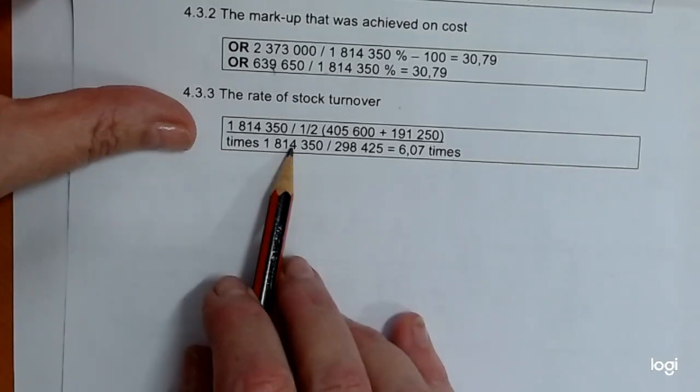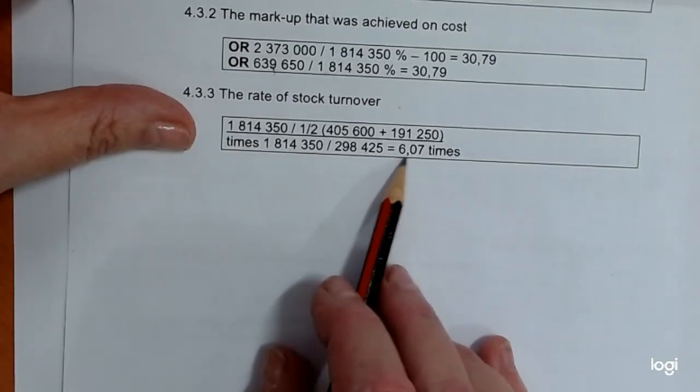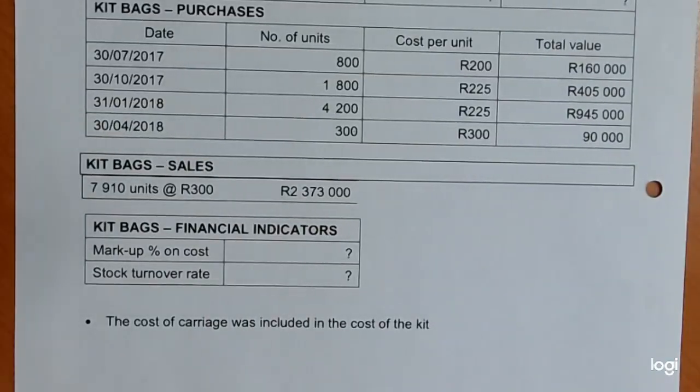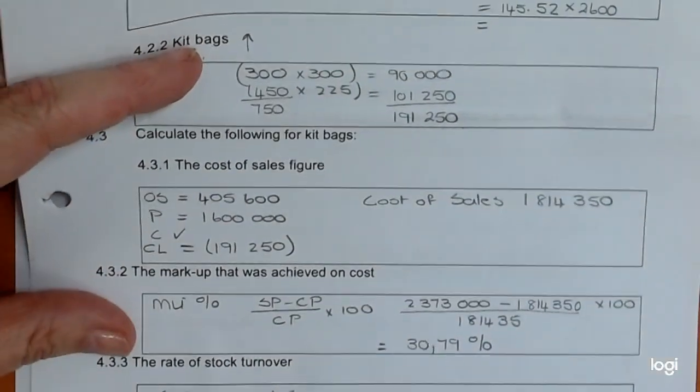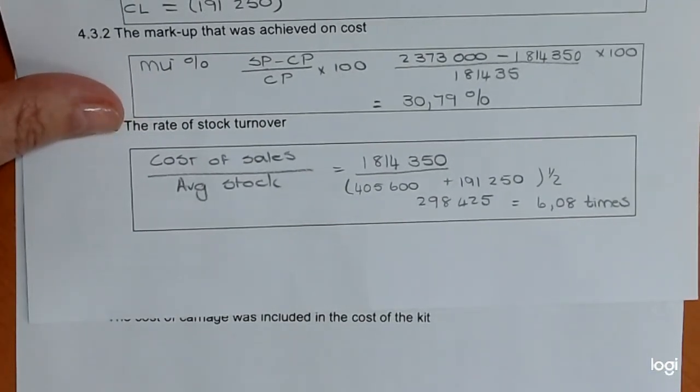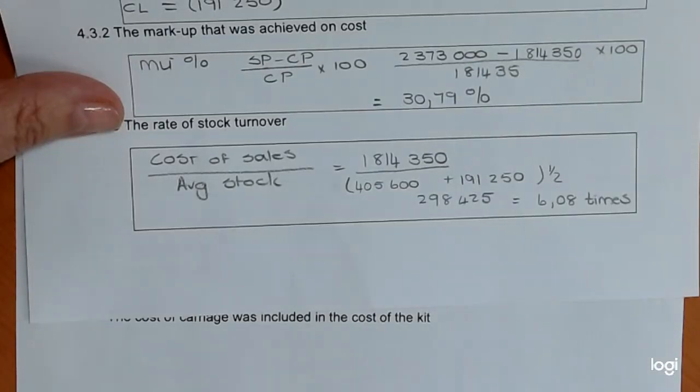There is the whole calculation as I've explained. 6.07 times. I've got 6.08 times because I've rounded it up on the calculator. This is the explanation of your inventory, question 4, paper 1, 2019.